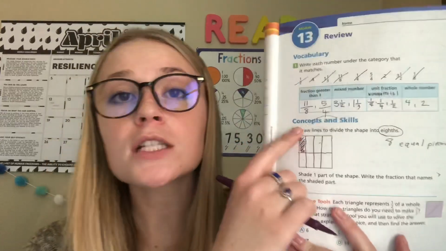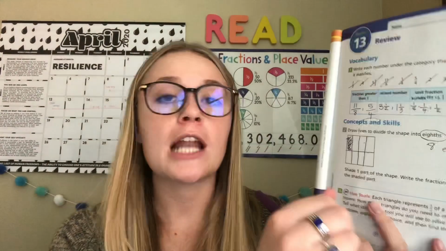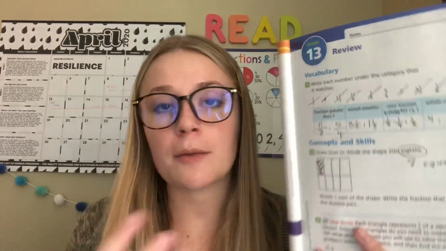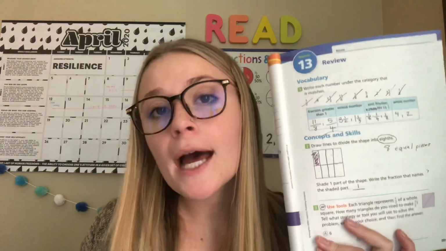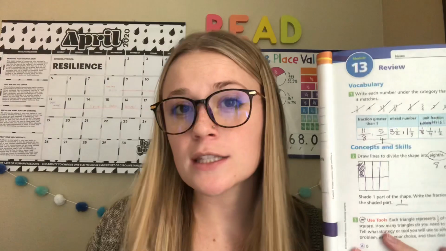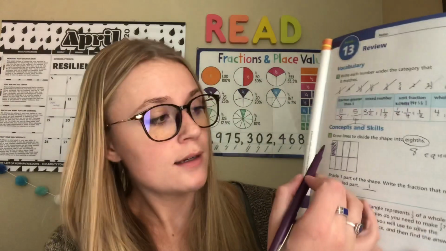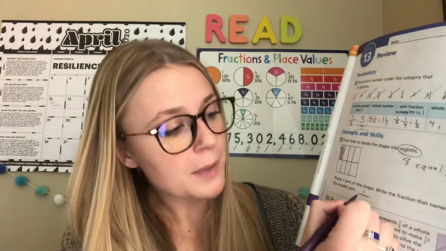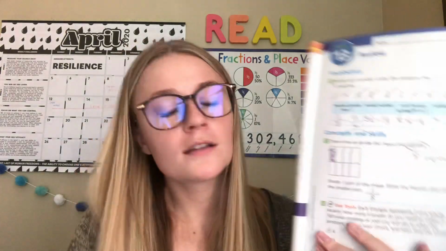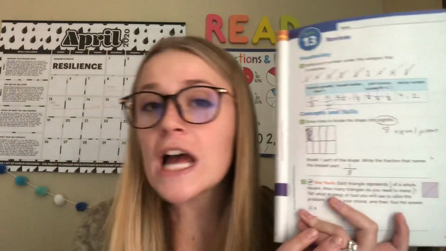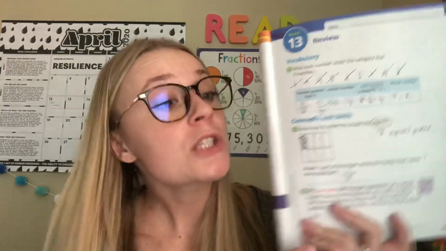So the number on top, our numerator, is our number that we're counting. So we're counting the shaded pieces. How many shaded pieces do I have? 1. And the denominator, the number on the bottom, is how many pieces there are altogether. And there are 8 pieces altogether. So this shows me 1/8 of a square, which is also a unit fraction because the numerator is 1.